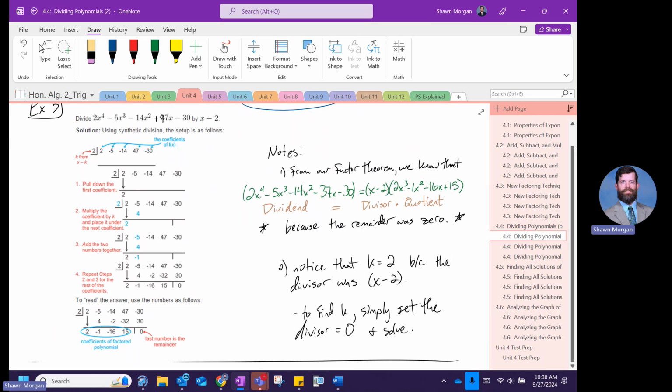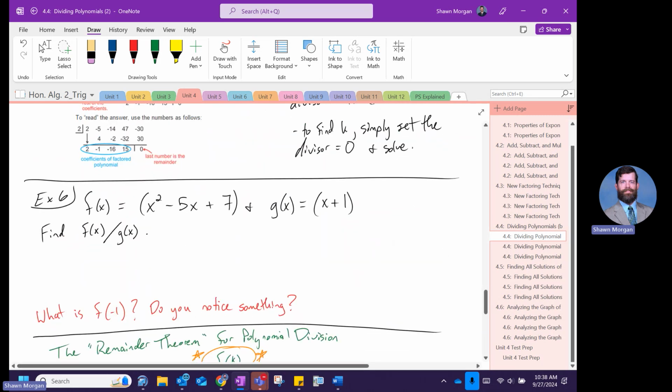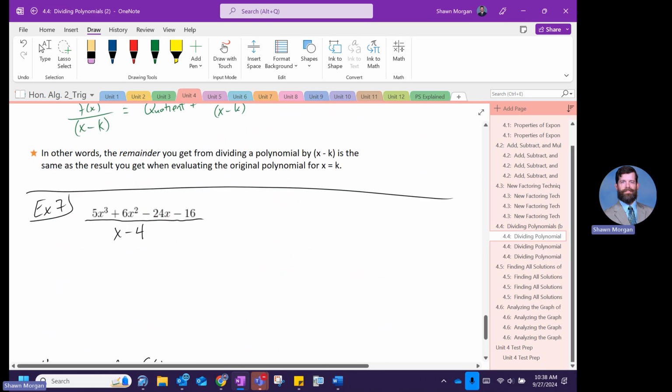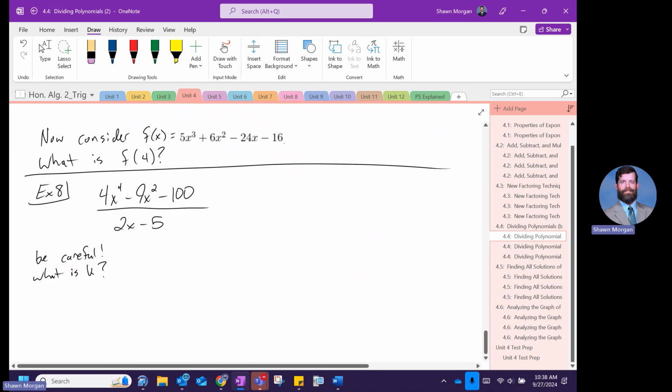So if it was a positive 2, negative would be on the outside. That's just the x minus 2. Like your next example, what would you put on the outside? You put -1. Your next example? Positive 4. Your next, this is a hard one. What would you put on the outside? 5 halves. Good. Okay, you see what I'm saying?